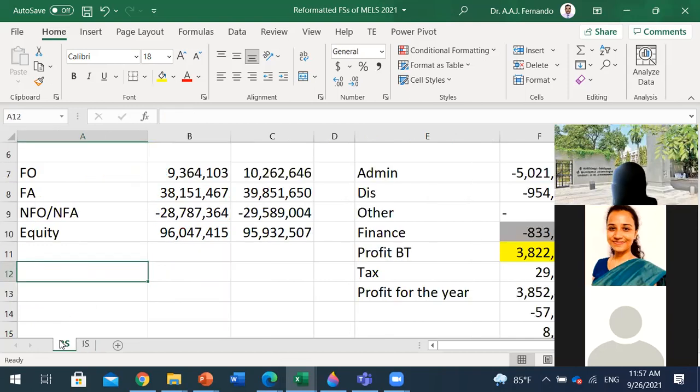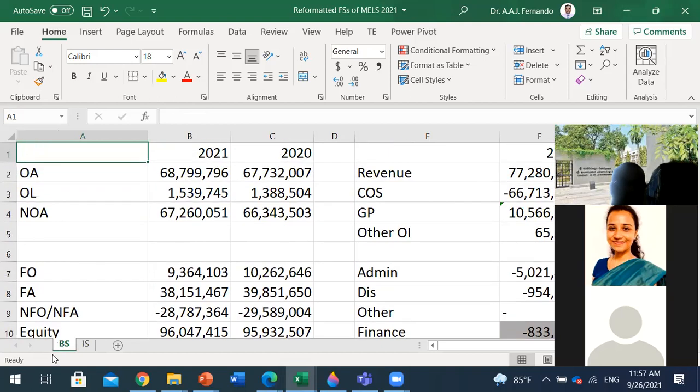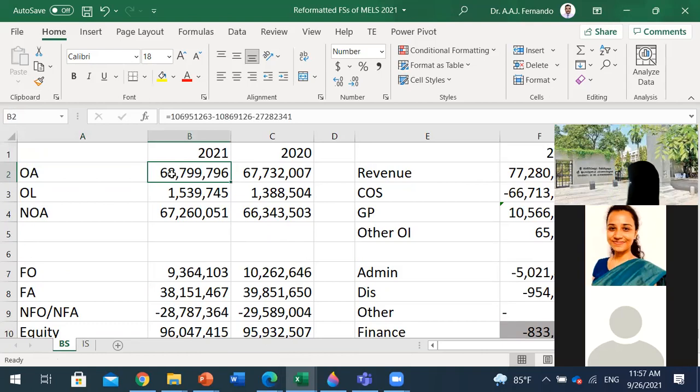Now we will look at the balance sheet. So straight away, numbers would be like this. Operating assets, 68 billion.